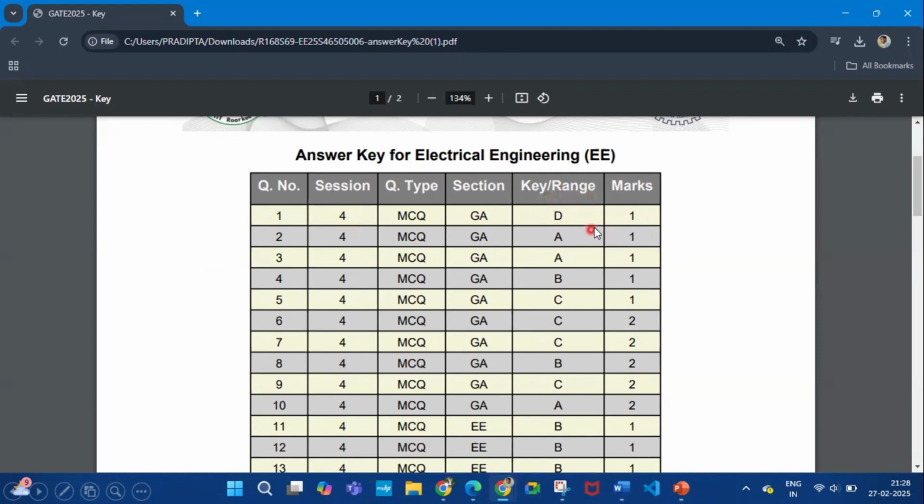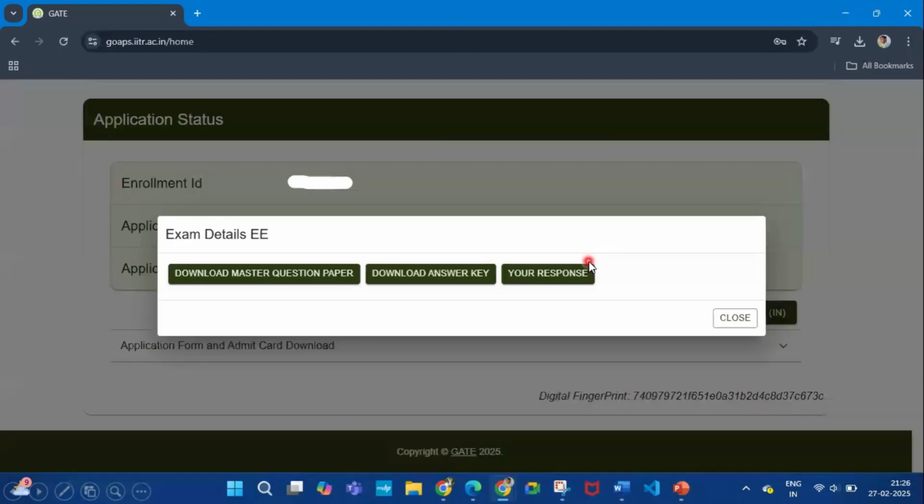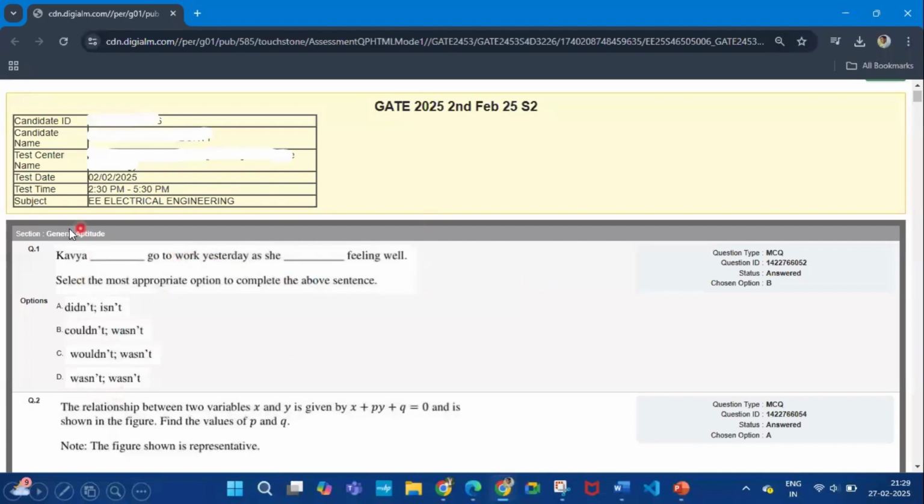You can see the answers are given here properly. Now you can also download your response. In this type of response, you can see for each question the option that you chose in the exam.